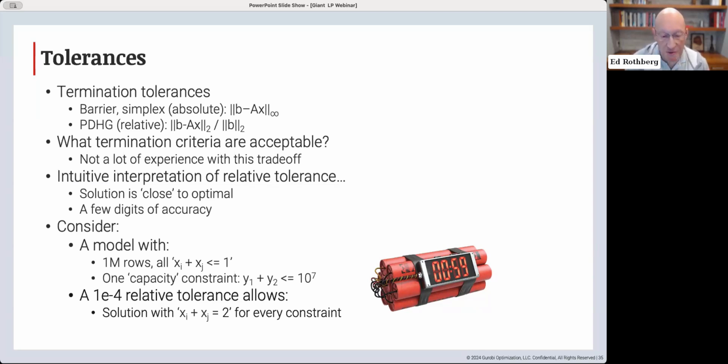So consider a simple example. This is an extreme example. But let's say you've got a model with 1 million constraints that all look like xi plus xj less than or equal to 1, where the x's are nonnegative. And then you've got one constraint, call it a capacity constraint. You've got continuous variables y1 and y2, and the sum of the two is less than or equal to 10 to the 7th. So that 10 to the 7th is in the right-hand side. It goes directly into the norm of b. So if you do the math, a 10 to the minus 4 relative tolerance for a model that has these characteristics allows you to return a solution that satisfies tolerances where the capacity constraint is satisfied and every single one of the 1 million rows xi plus xj less than or equal to 1 is completely ignored.